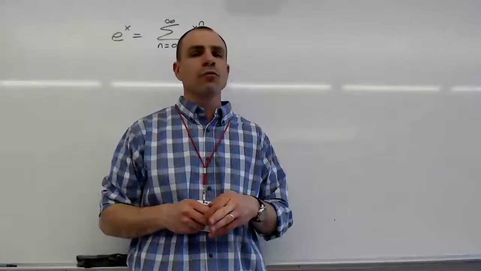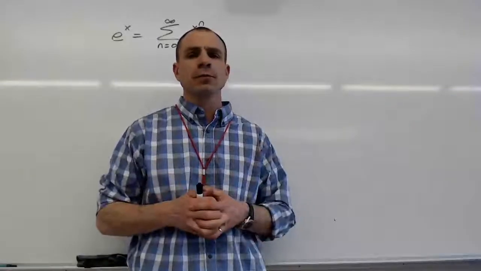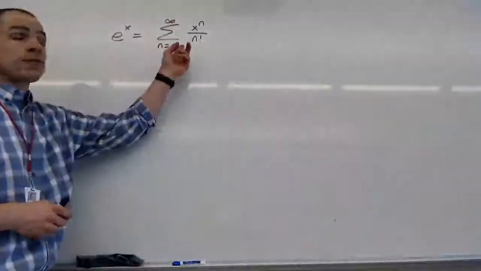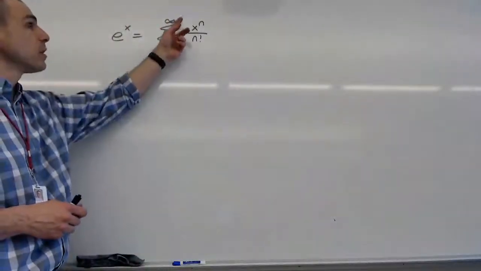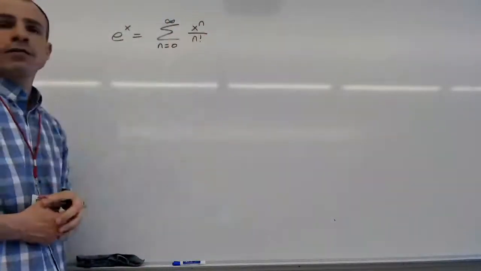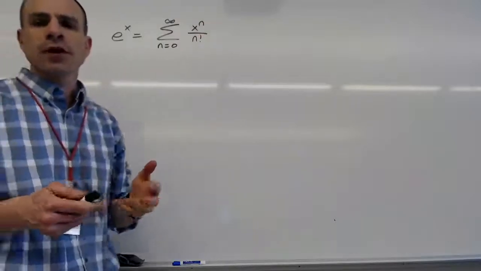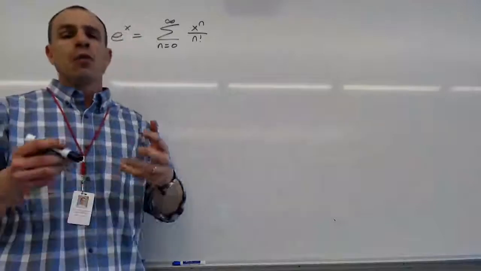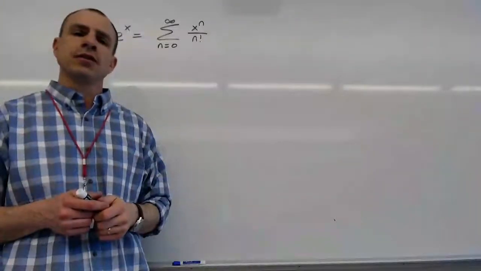Well, remember how we find our interval of convergence. We do a ratio test. Let's take the e to the x series, which I've written right here. n goes from 0 to infinity, x to the nth over n factorial. We already have the first couple of terms down from a previous video. I'm looking at the general term right now. What if we were to perform a ratio test on this?